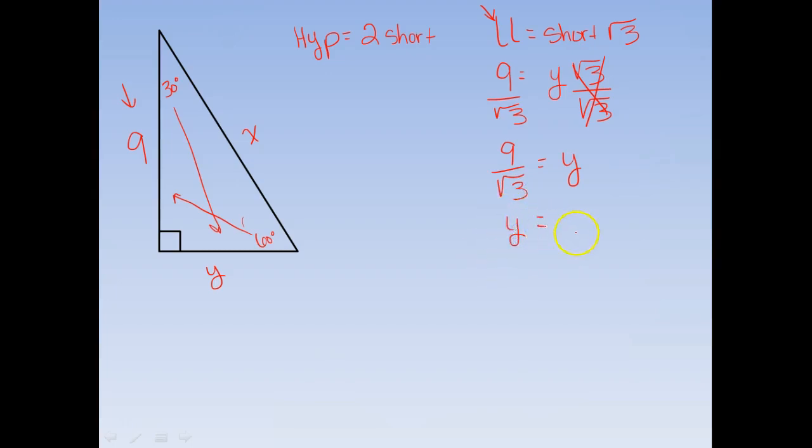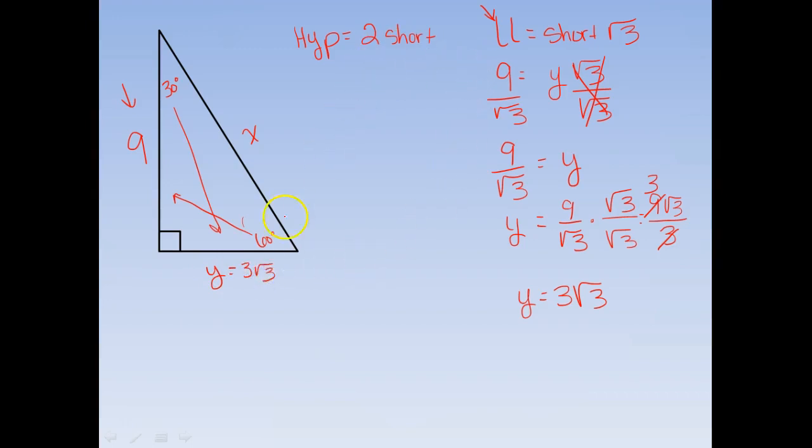Let's rewrite that so that y is on the left. I cannot have that radical in the denominator, so I'm going to multiply the top and bottom by root 3 over root 3 every time. 9 times root 3 is 9 root 3. Root 3 times root 3 is 3. Of course, I have to simplify. 3 goes into 9 3 times. And you have your root 3 that comes behind it. So now our short leg is 3 root 3.